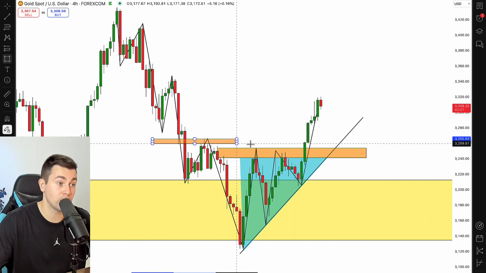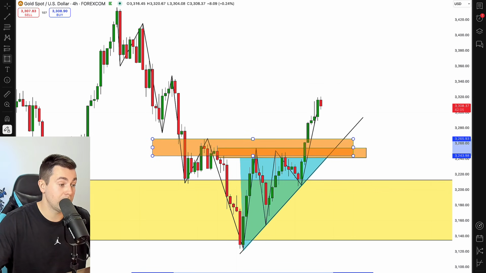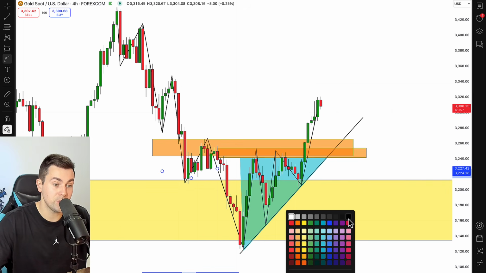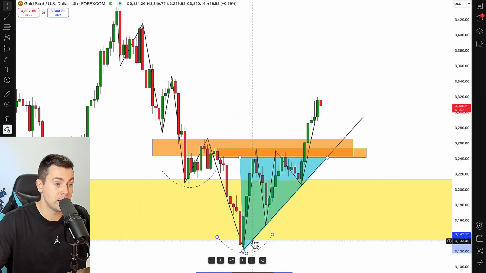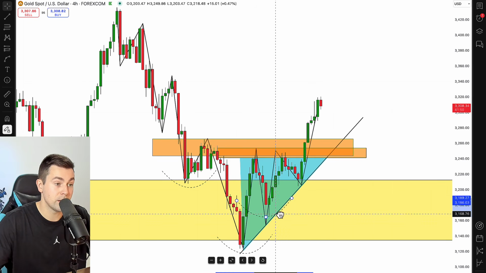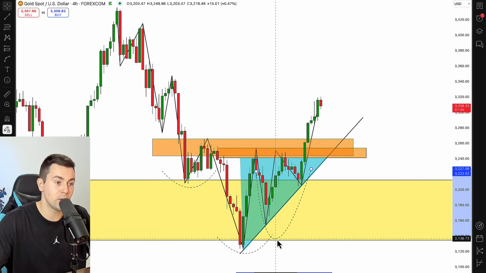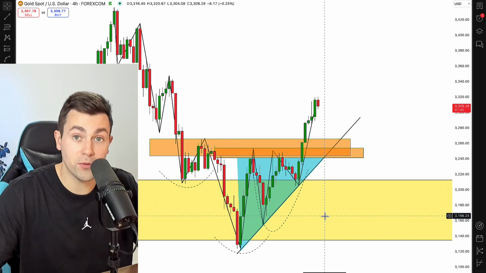You can see that we also got strong resistance right here, and based on that resistance we can spot an inverted head and shoulders pattern. Let me show you that. Here we have the left shoulder, here goes the head, and here goes the right shoulder. Quite a big one. It is a very strong reversal pattern.